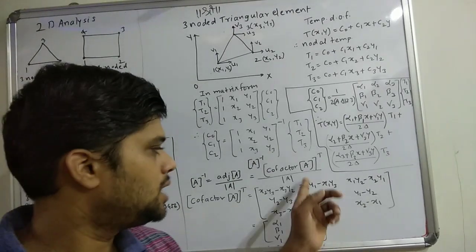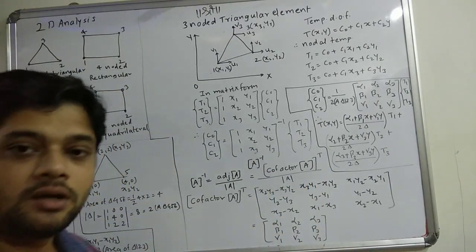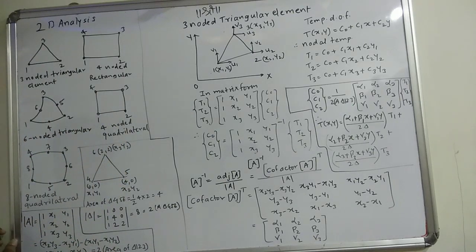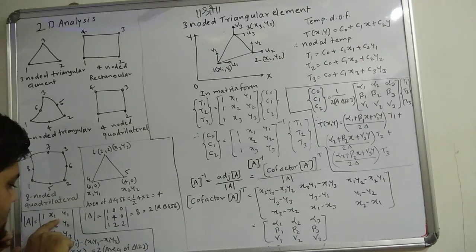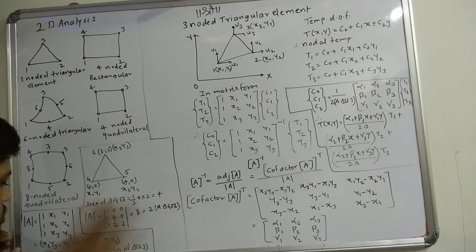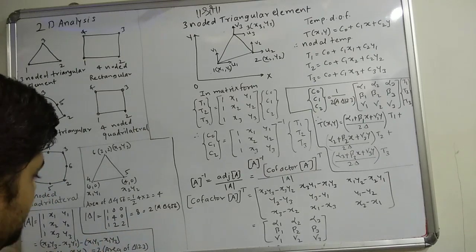Now, how are we going to identify the determinant of A? We already know how to find the determinant of A. It is x2 y3 minus x3 y2, minus x1 times y3 minus y2, and so on, plus the remaining term. We have followed the same way to find the determinant, and then rearranged the terms.